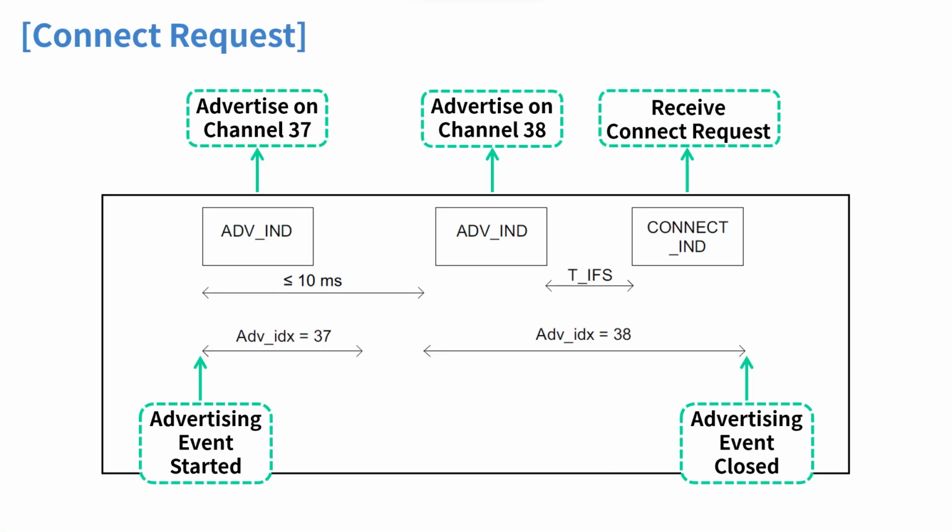Let's talk about part 1 first, Central Role Initialization. Let's take a look at the process of the central sending a connection request. The peripheral advertises on channels 37, 38, and 39 in turn. After the central scans the advertisement of the target peripheral on channel 38, it immediately sends a connection request, and the peripheral stops advertising after receiving the connection request.